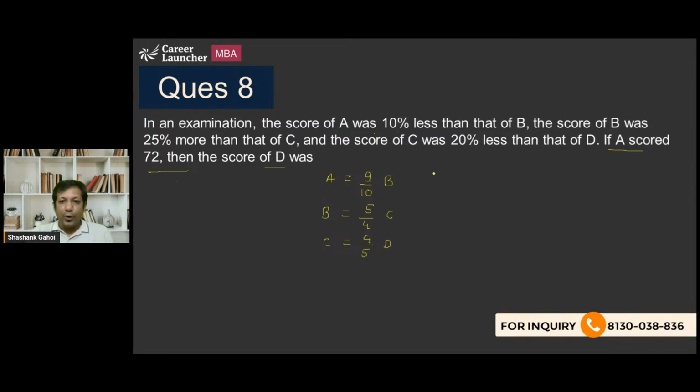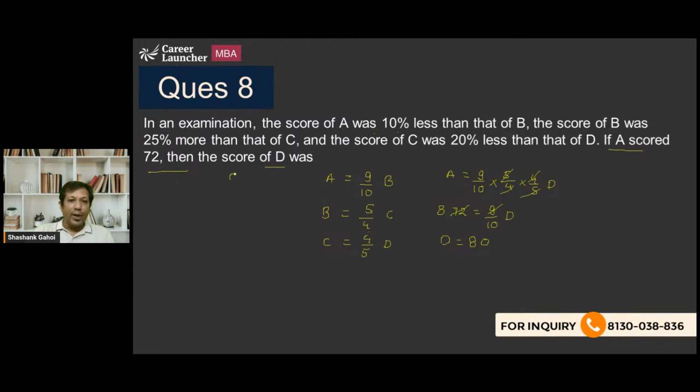Okay. So what I'm going to do? I am going to say A is equal to 9 by 10 of B. B is what? 5 by 4 of C. Okay. That is 5 by 4 of C. And C is what? 4 by 5 of D. Okay. So A's score is 72. That is equal to 9 by 10 of D. So this comes out to be what? 8. So what is the score of D? That comes out to be 80 directly.